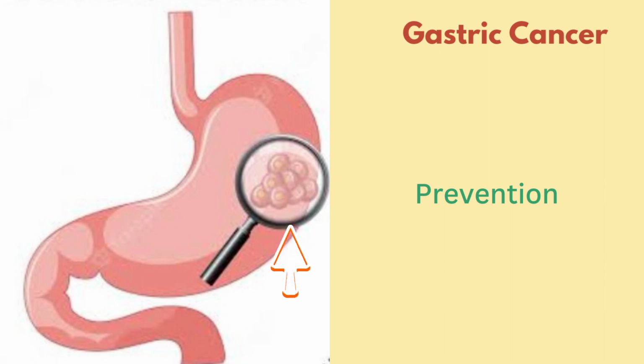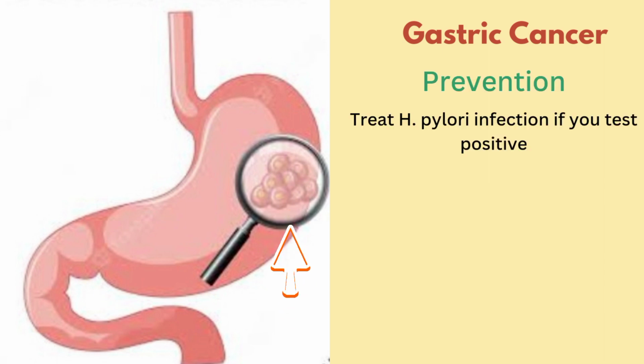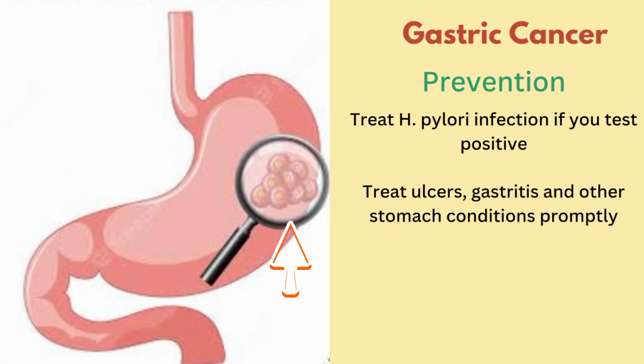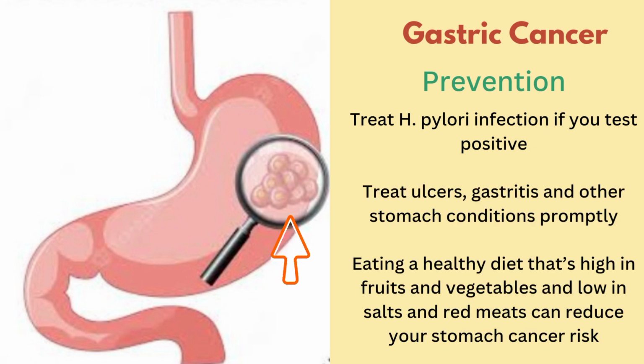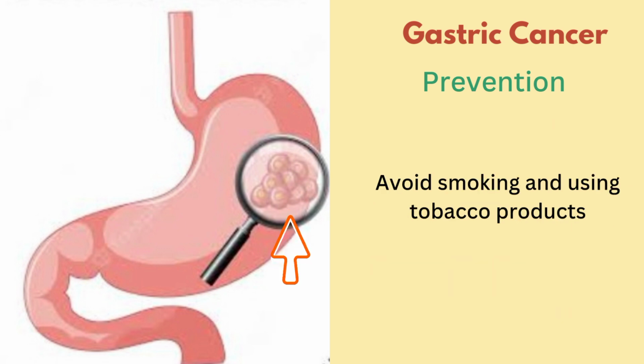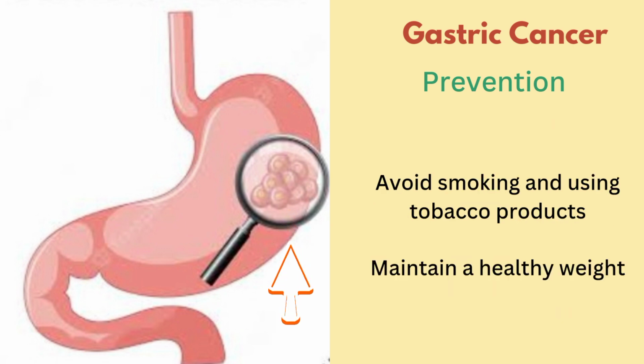Prevention. How to prevent this condition? Treat H. pylori infection if you test positive. Treat ulcers, gastritis, and other stomach conditions promptly. Eating a healthy diet that's high in fruits and vegetables and low in salts and red meats can reduce your stomach cancer risk. Avoid smoking and using tobacco products. Maintain a healthy weight.